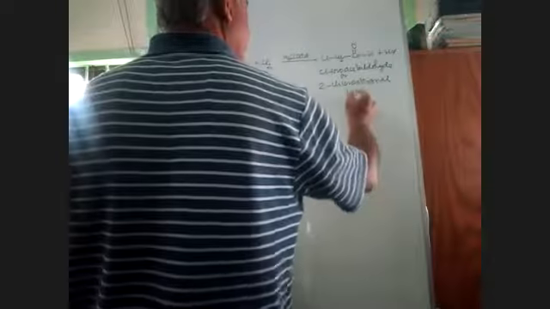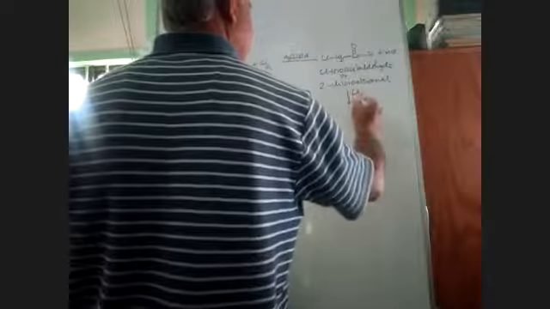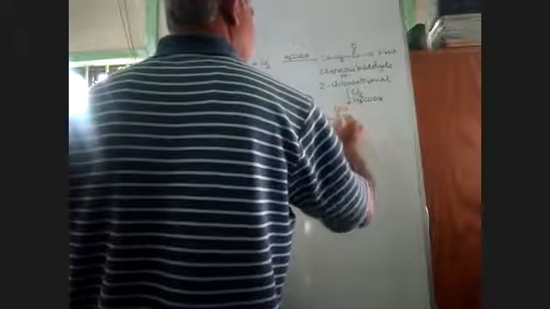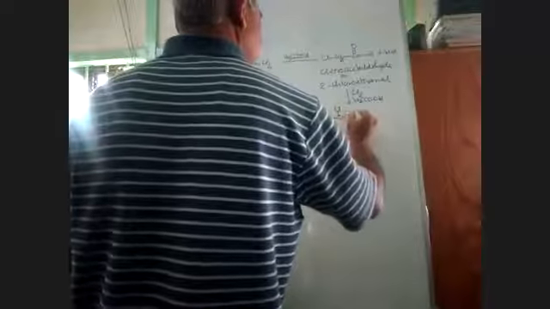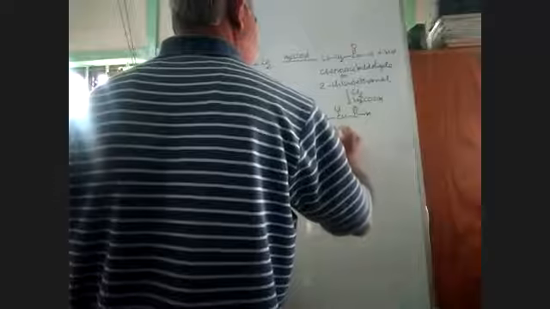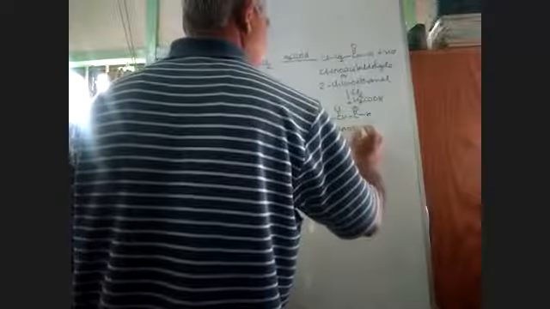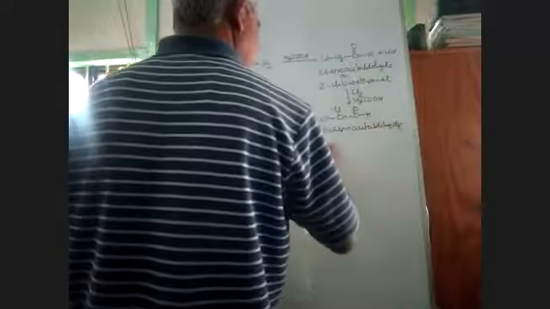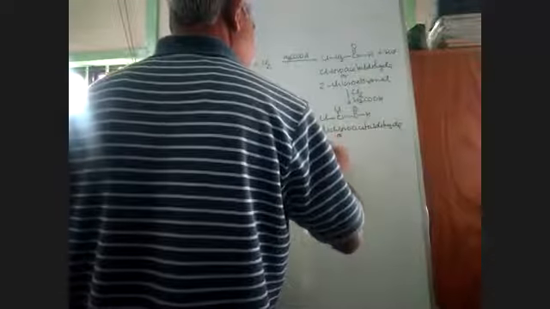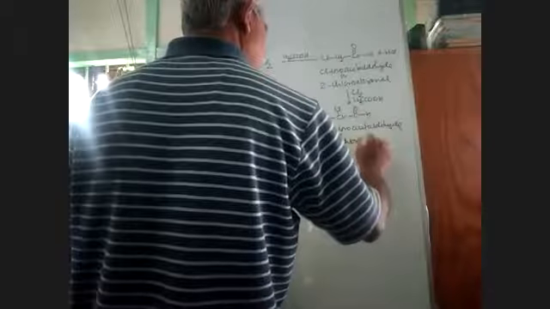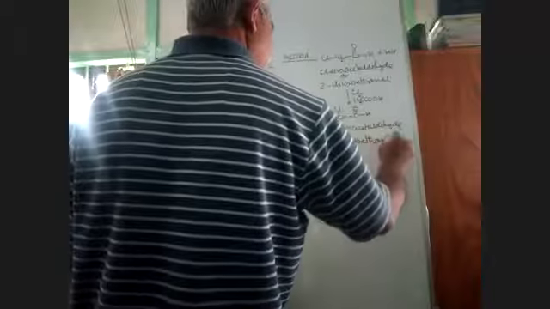So let me write again here, Cl2, acetic acid. So what are we going to get here now? This. What will be the name of this one? No problem. We call it dichloroacetaldehyde, and the IUPAC name will be 2,2-dichloroethanal.